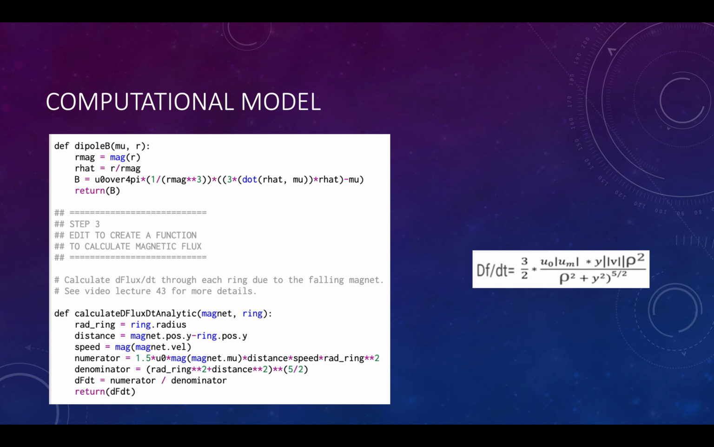This is the beginning of the computational model. This involved two main functions. The first was the def dipole B. This was to calculate the magnetic field from the magnet. This is the formula I used for the magnetic field. Using this, we could calculate dΦ/dt, the flux over time, and this is the formula for that. I created this formula by splitting the numerator and the denominator, and I used the constant mu naught I talked about earlier here.